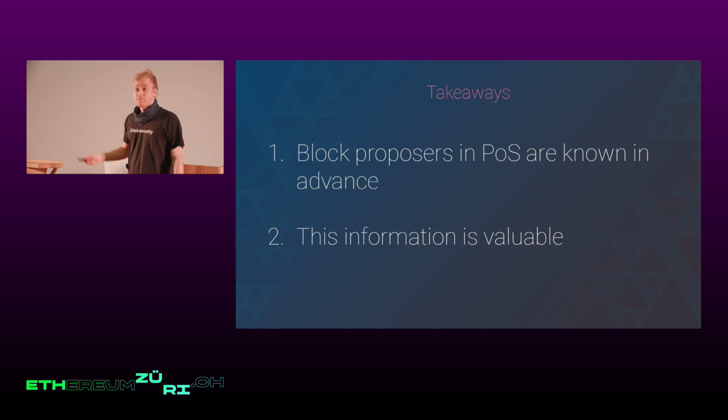Yeah, so that already brings me to the takeaways for today. So I think my main thing is that block proposers in proof of stake are known in advance, and this is very different than how it was before in proof of work, and you can take advantage of it in many different ways, right? This information can be very valuable if you want it to be. I've showed you a couple different ways to do that. I'm stumbling upon new ways all the time. I'm sure you can also think of some that I haven't shown here.